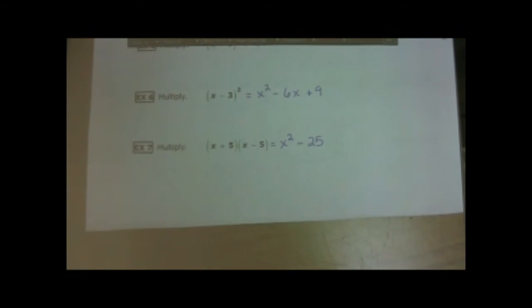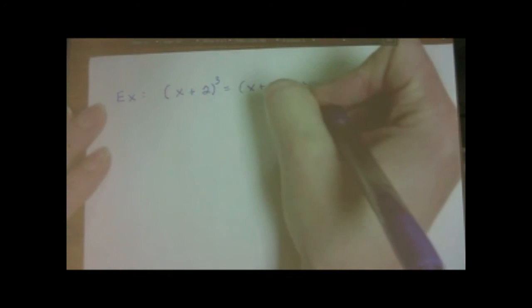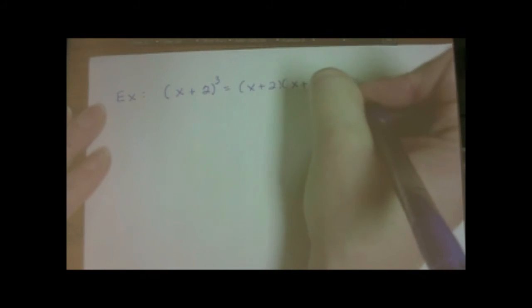All right, there's one more example that I want to do for you, and that's if we have, for example, 3 binomials. So let's do an example where we have 3 binomials. So maybe we have something like this. x plus 2 quantity cubed. And we need to simplify this. So really what this is, is x plus 2 times x plus 2 times x plus 2.